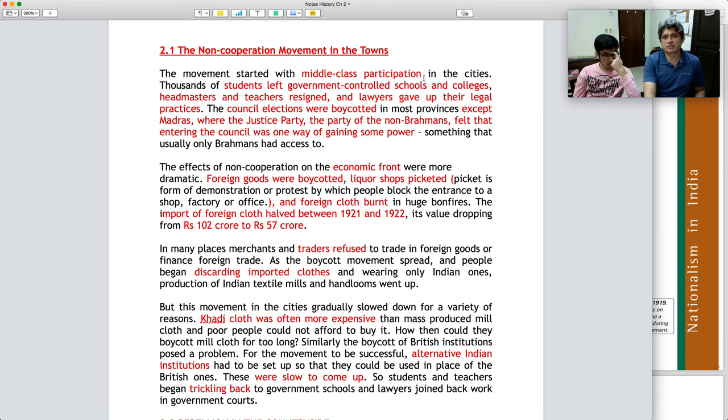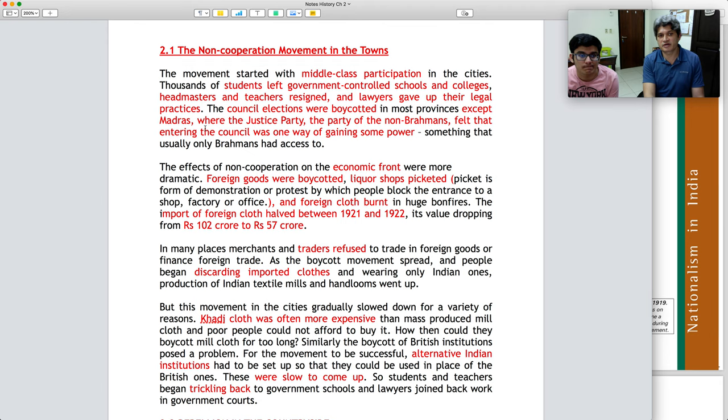The movement started with the middle class in the towns. Thousands of students left government-controlled schools and colleges, because it was non-cooperation, not civil disobedience. Headmasters and teachers resigned. Lawyers gave up their legal practices. The council elections were boycotted in most provinces except Madras.